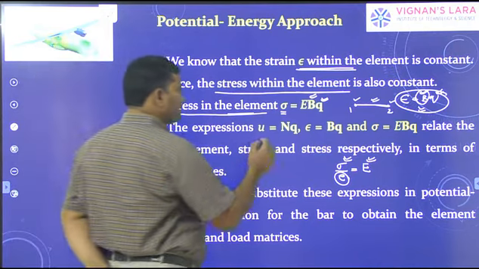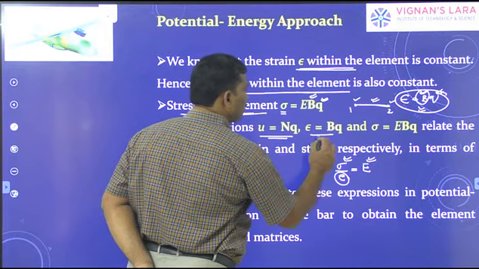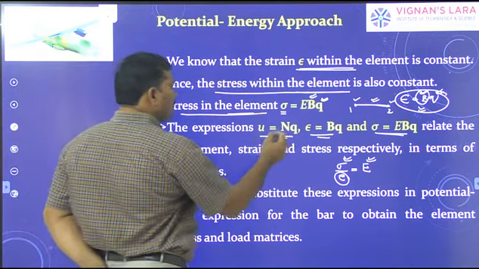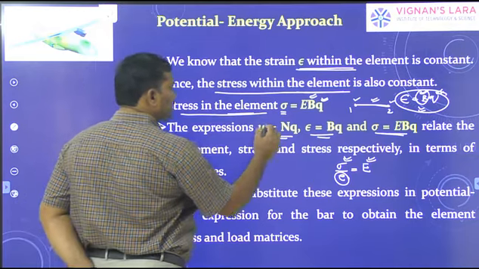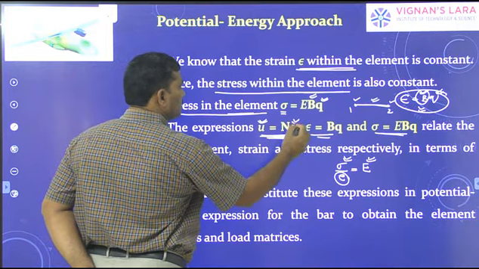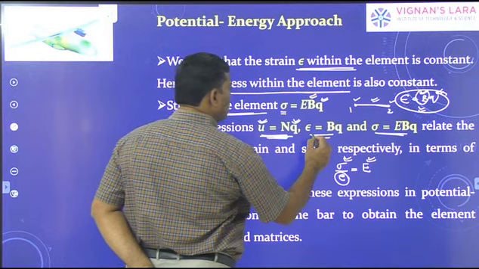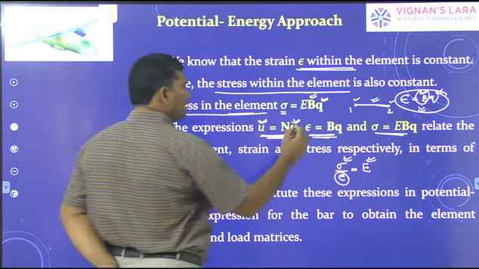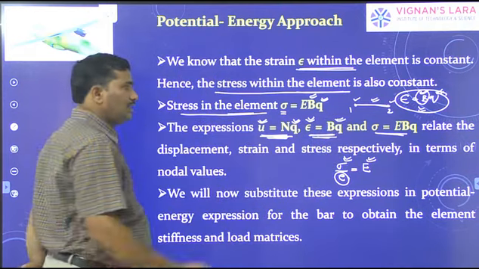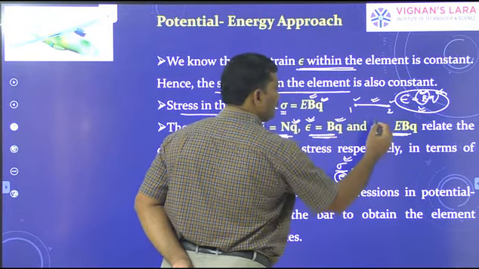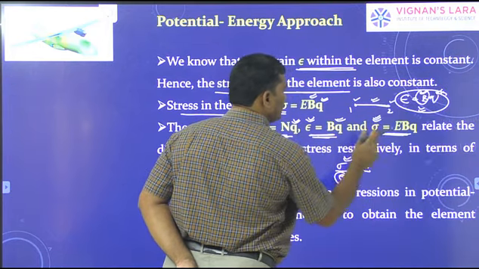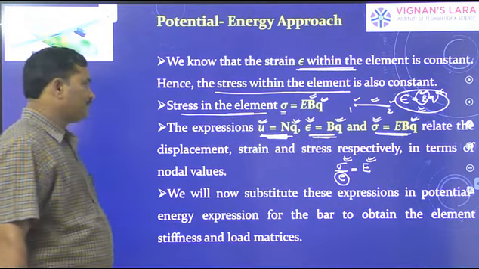Okay. Now, the expressions U equals NQ, epsilon equals BQ and sigma equals EBQ, if you observe carefully: the expression U equals NQ relates the displacement with the displacement vector, the expression epsilon equals BQ relates the strain of the element with the displacements of the nodes, and the expression sigma equals EBQ relates the stress within the element with the nodal displacements of the element.